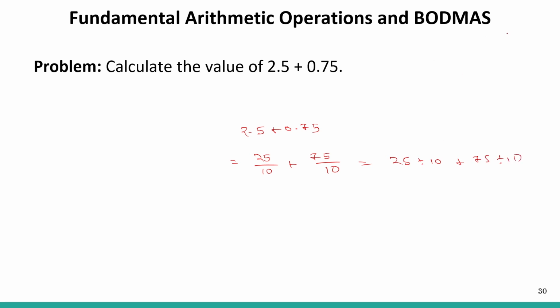Now you can see the BODMAS rule here. No brackets, no exponent, division here and here. So we divide first, that is 2.5. Then we divide, that is 0.75.